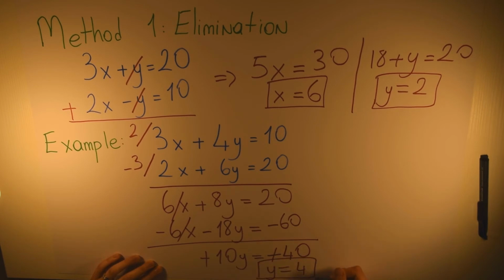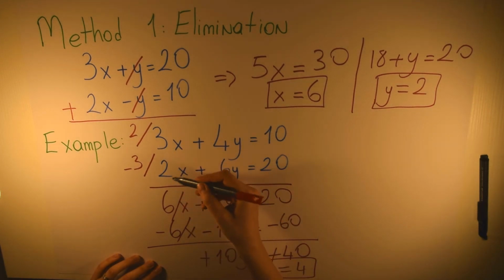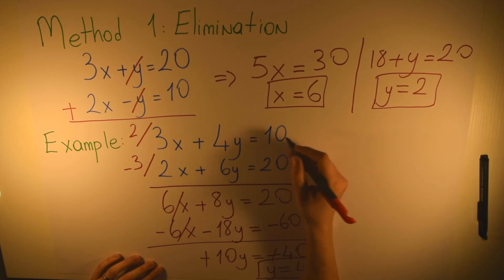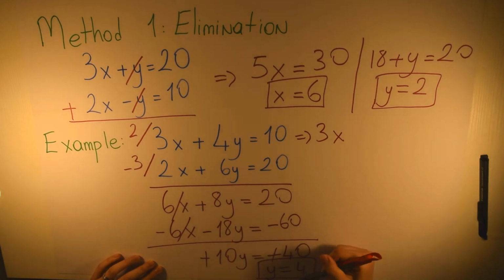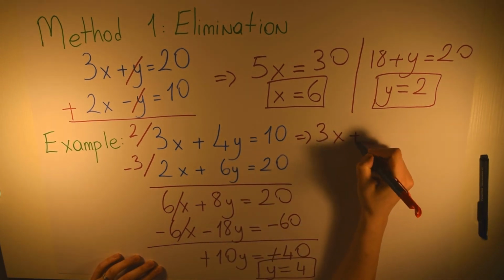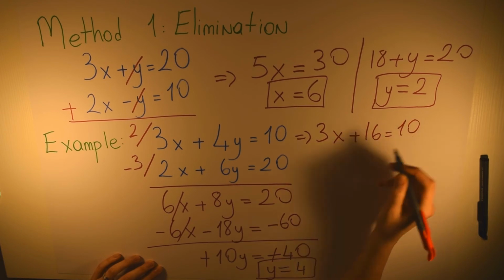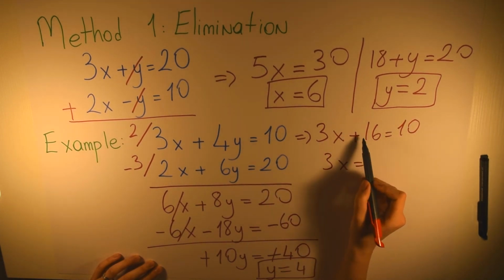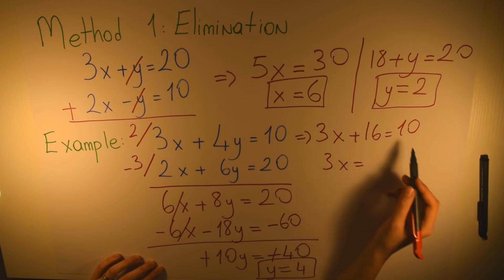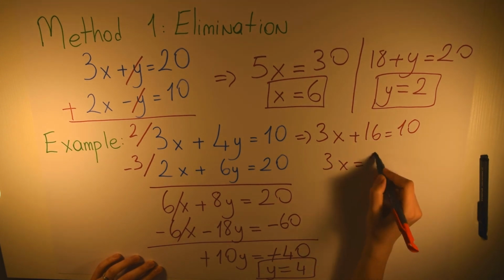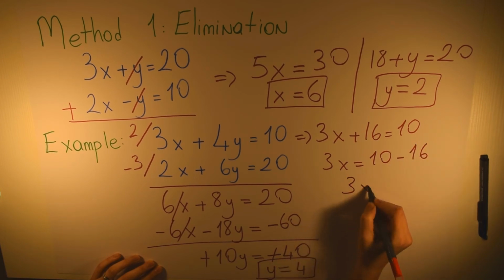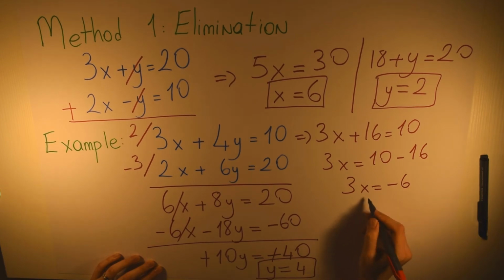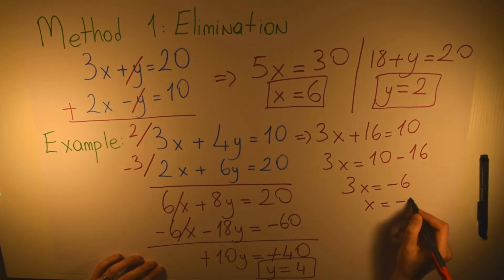So after this step, you go and put 4 instead of y in one of these equations. Let's do it on this one. So from here, 3x plus 4y, I put 4 times 4, it's 16, right? Plus 16 is equal to 10. 3x is equal to, I put this 16 on the other side, it becomes minus. Let me write 10 minus 16. So 3x is equal to minus 6. So from here I get x as minus 2.